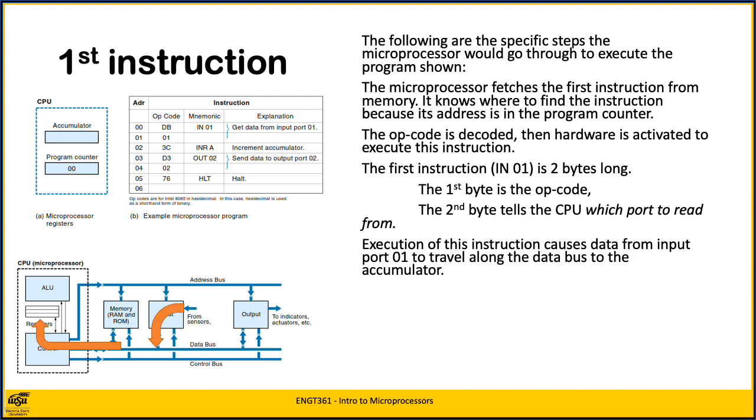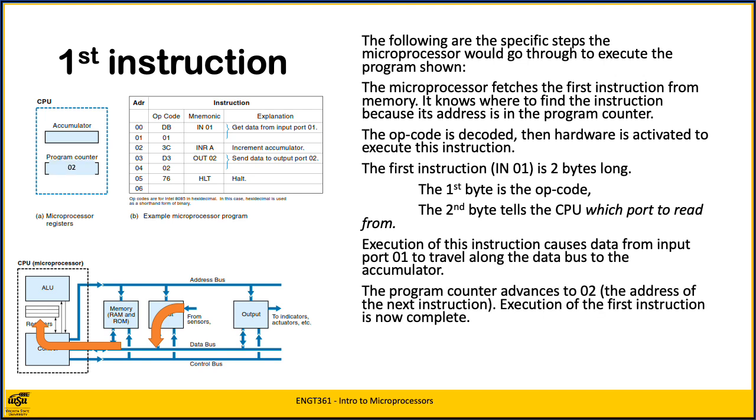Execution of this instruction causes data from input port 01 to travel along the data bus to the accumulator. Also, the program counter advances to 02, the address of the next instruction. Execution of the first instruction is now complete.